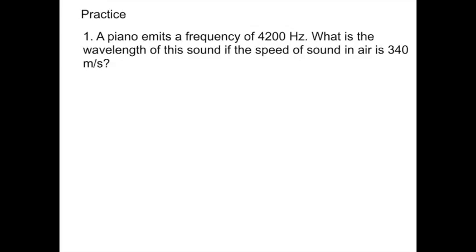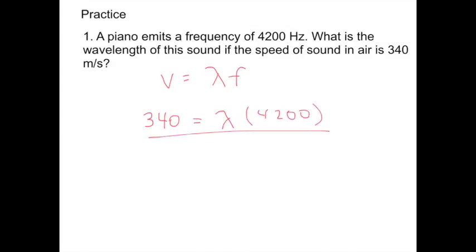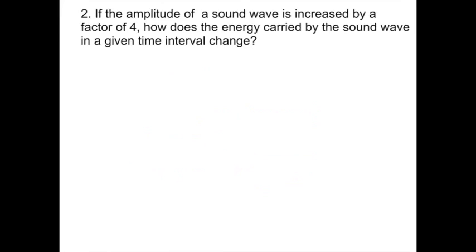So I have this equation that I defined before, where velocity of a wave is equal to wavelength times frequency. Now we know that the speed of sound in air is 340 meters per second, so that'll be the velocity. Then the wavelength is what we're solving for, so we'll leave that as lambda, and then the frequency is 4200 Hz. Now if I divide both sides by 4200, I get that wavelength, or lambda, is equal to 0.08 meters, which is 8 centimeters. That's how long the wavelength is.